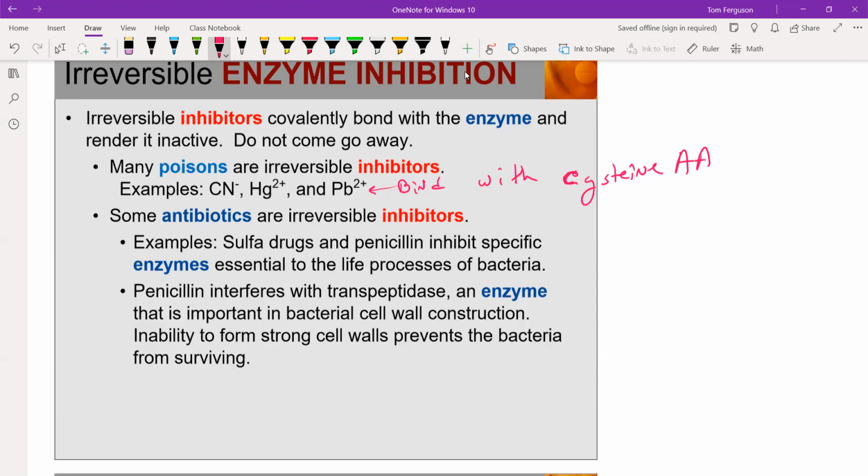Okay, so heavy metals, they tend to bind with the cysteine amino acid. Early penicillin typically interfered with cell wall construction. Basically, the bacteria would just basically leak, and then it would cease to function. And penicillins over the decades have changed because of the issue of bacteria becoming resistant to them, just drugs in general.